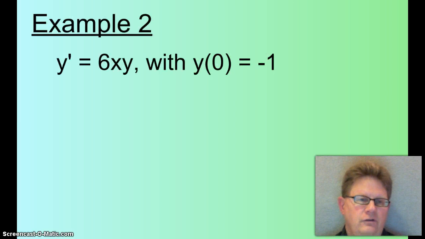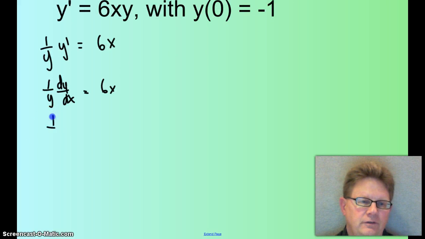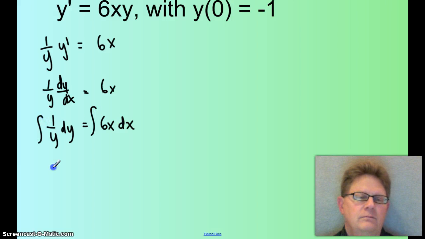Alright, here's our next separable differential equation. We need all the y terms over on this side. So divide both sides by y. 1 over y prime equals 6x. 1 over y dy/dx equals 6x. Multiply both sides by the differential dx. 1 over y dy equals 6x dx. Now we're ready to integrate both sides.